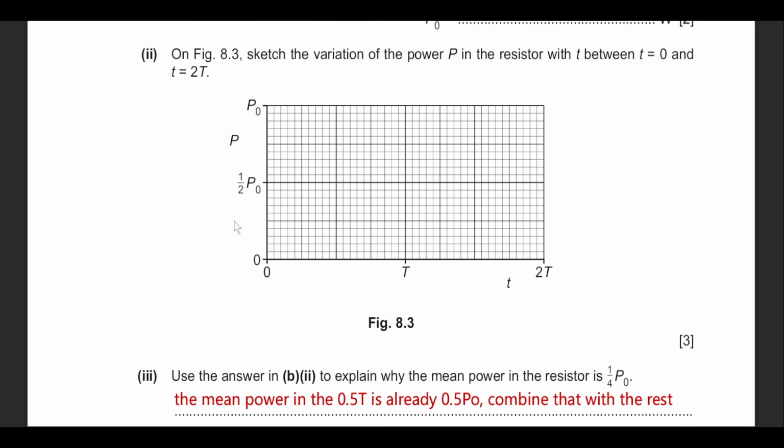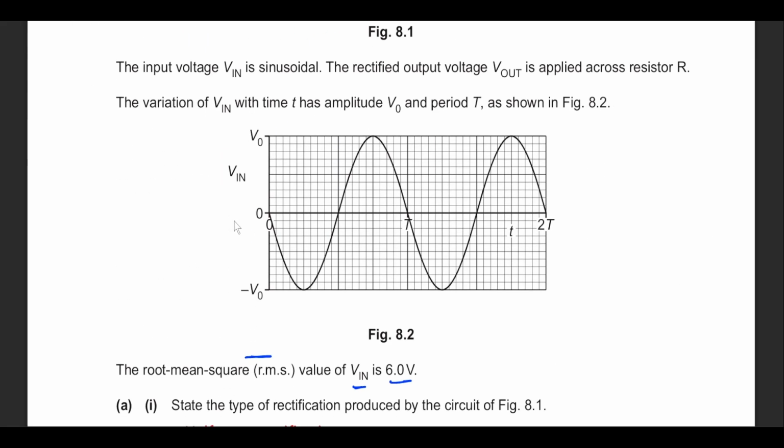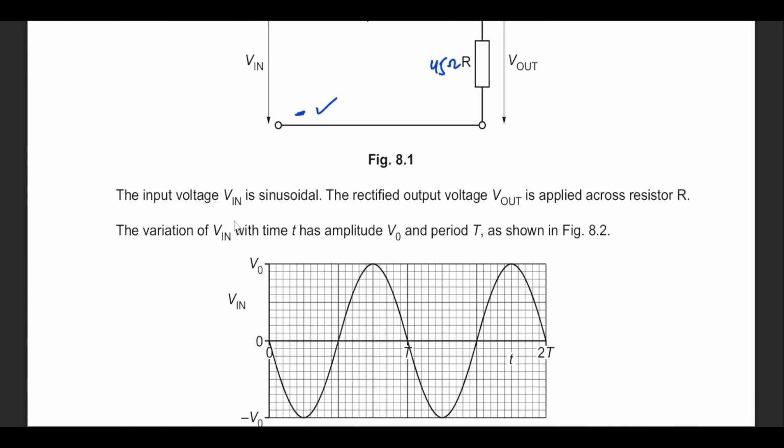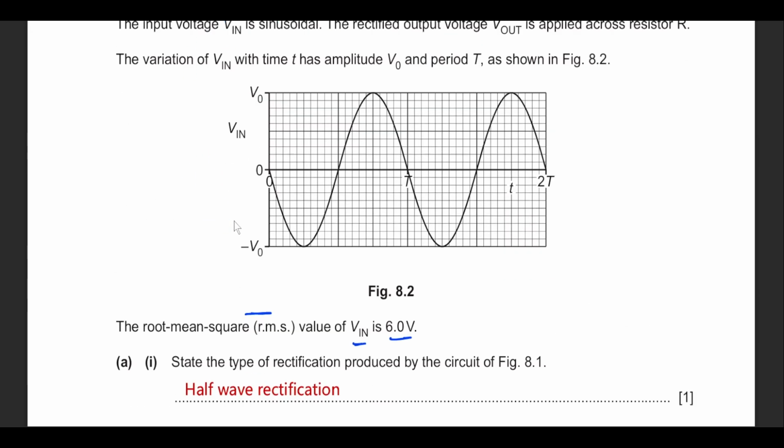Second part is interesting. He says draw the output waveform. Now notice that since it's a half-wave rectifier, only the negative cycle will be extracted and the positive will be rejected, due to the nature of the orientation of the diode. Let's say that this is the power supply, this is positive, this is negative. The current tries to go this way, it doesn't allow it.